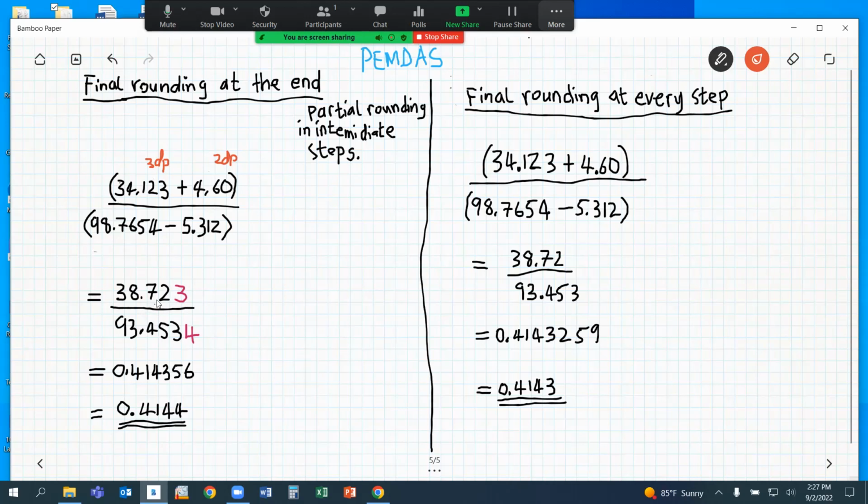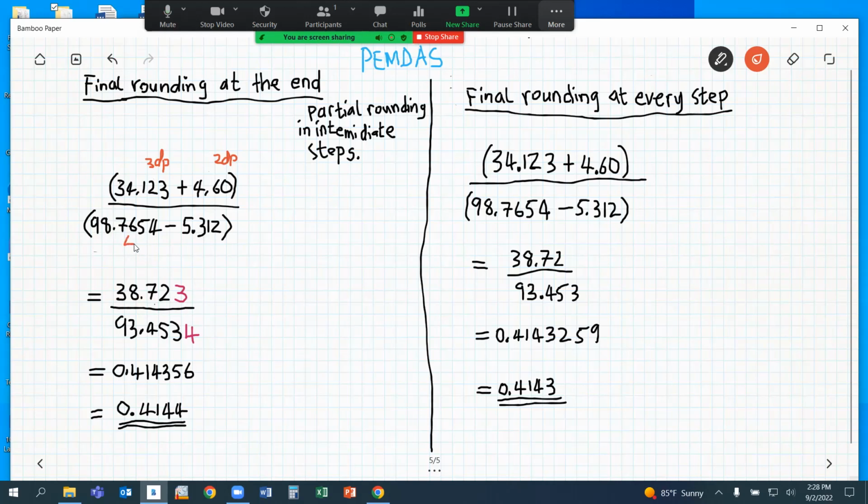This extra digit is going to make our answer more accurate. 38.723 is more accurate than 38.72. So this extra digit does not contribute to the significant figures. It only increases the accuracy. Then we go to the denominator, 98.7654 minus 5.312.